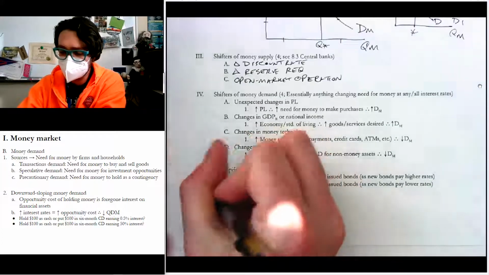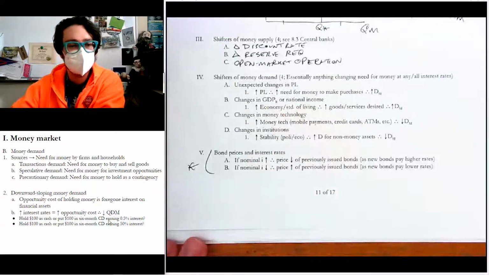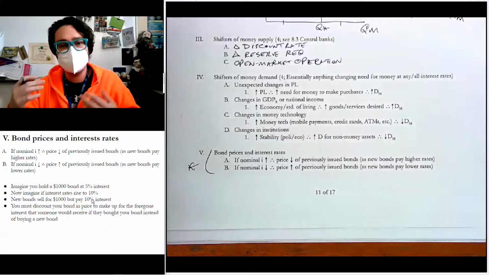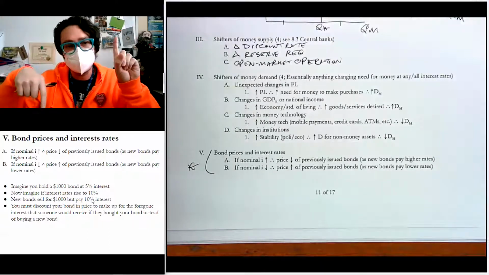And the last thing to share here is a reminder of bond prices and interest rates. That's really just the discussion that we already had: if interest rates go up, then prices of bonds go down, and vice versa.